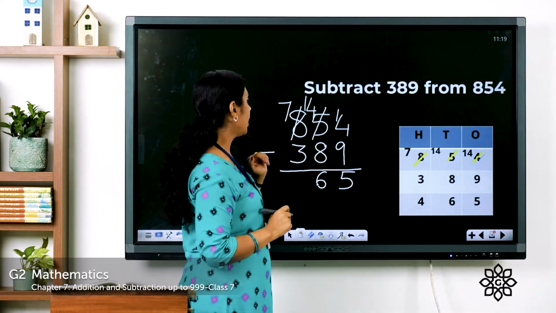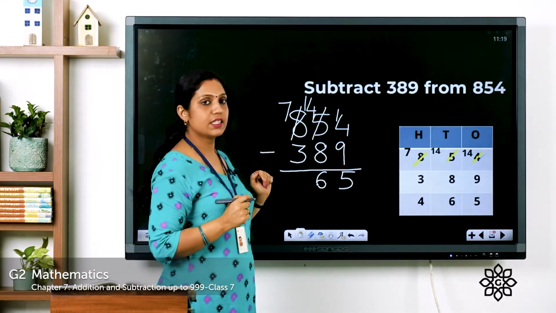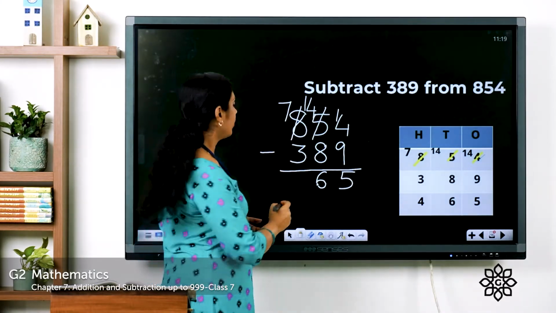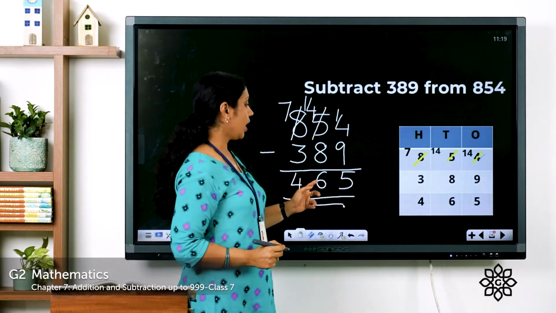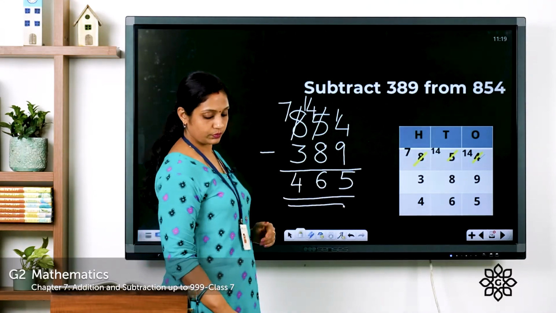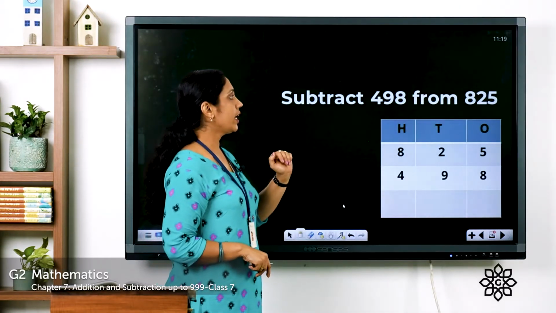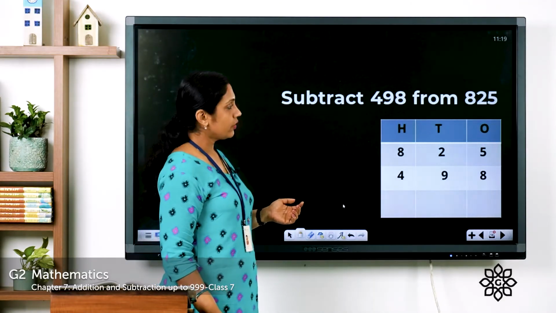Now we'll move on to the hundreds place. In the hundreds place now we have 7 minus 3. So how much is 7 minus 3? It is 4. Write that under the hundreds place and we get the answer 465. Let's look at the next number. Subtract 498 from 825. So let's do that.